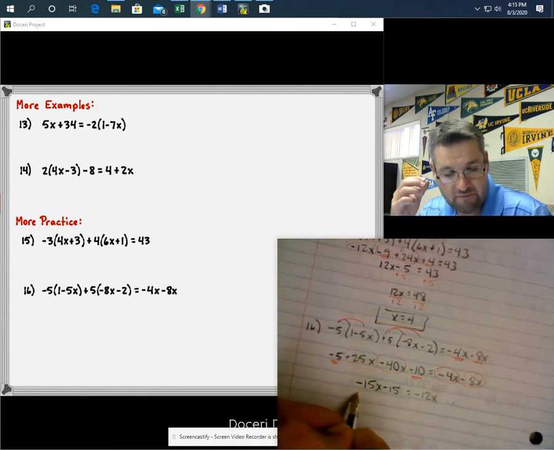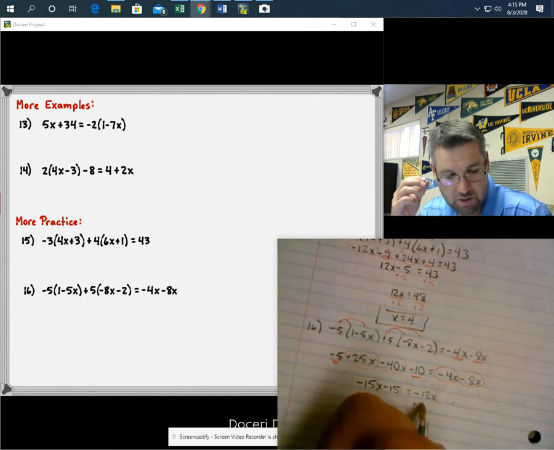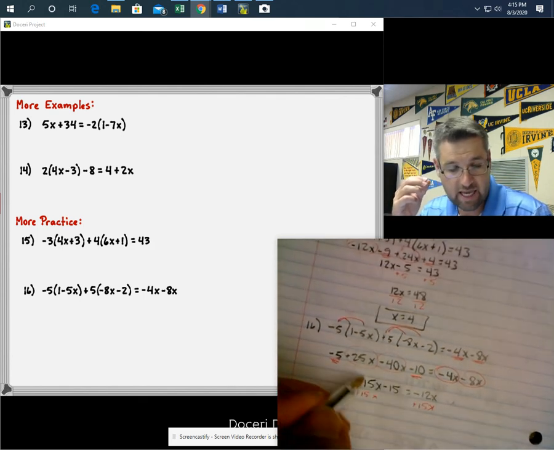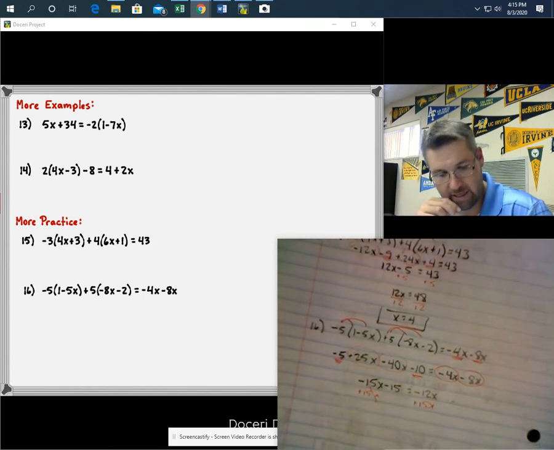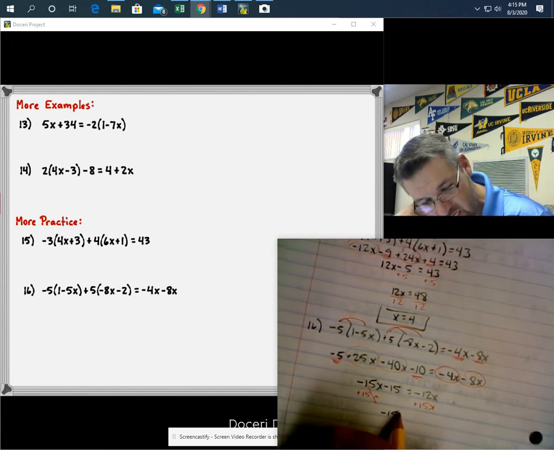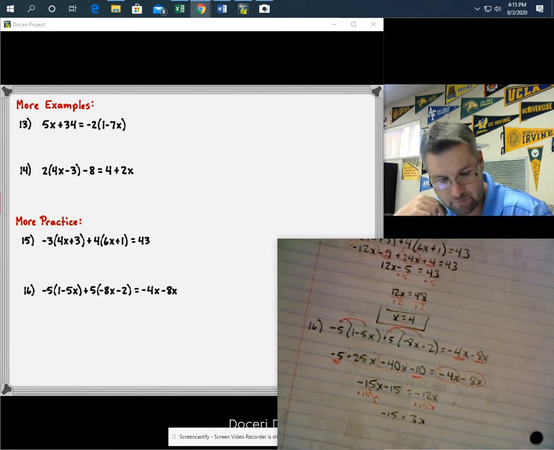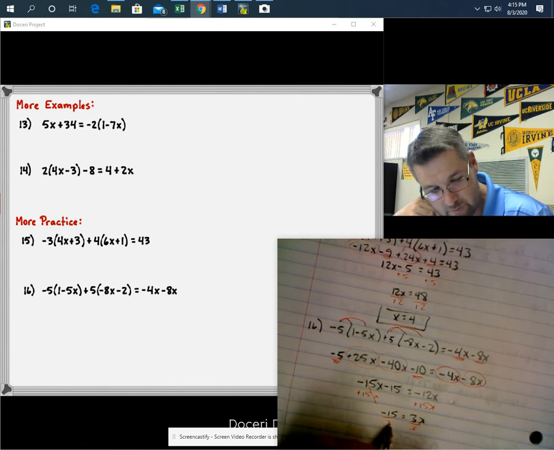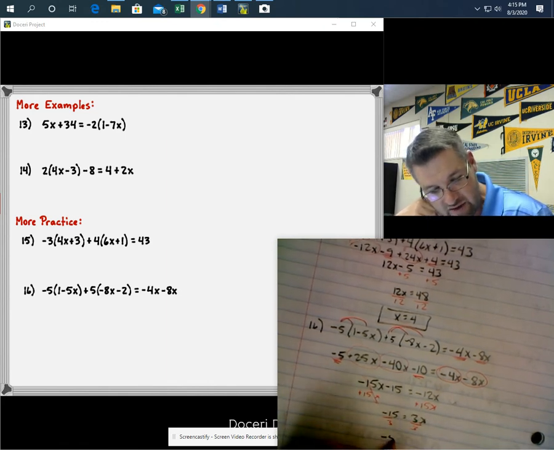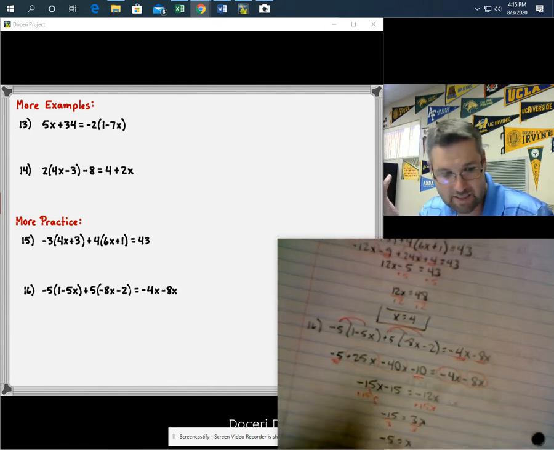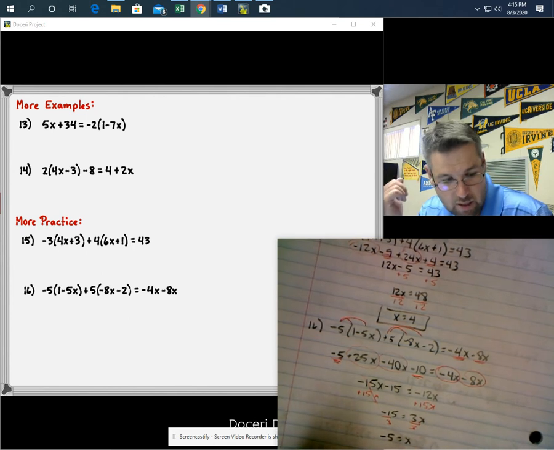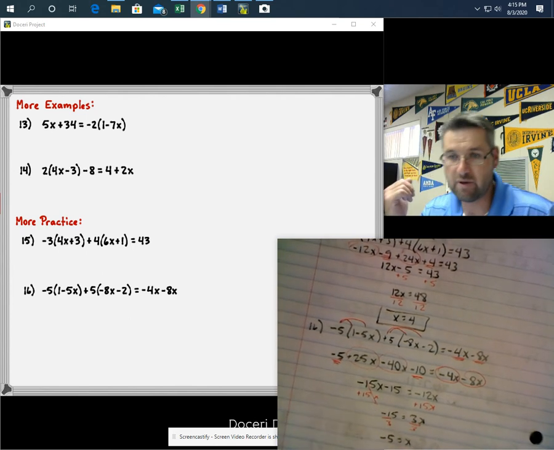But if I add 15x to both sides, what's that going to do? That's going to cancel this guy out. And then you're left with negative 15 equals 3x. And then we'll divide by 3, and you're left with negative 5 equals x. Well, that's the same as saying x equals negative 5, and that is your final answer.